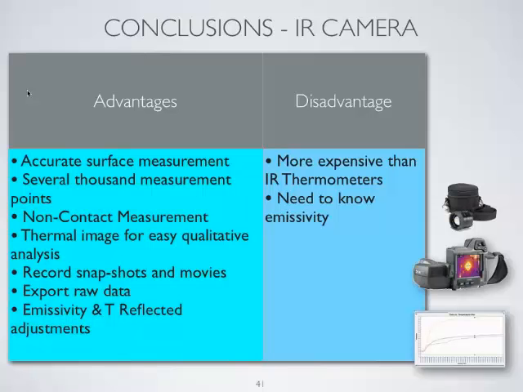So what are some of the disadvantages? Well, again, IR cameras are typically more expensive than IR thermometers, but we're seeing that change. They're becoming closer in price point. So this disadvantage will be going away. And then also the final disadvantage is that we do need to know the emissivity value of our targets of interest in order to accurately report temperature measurements.